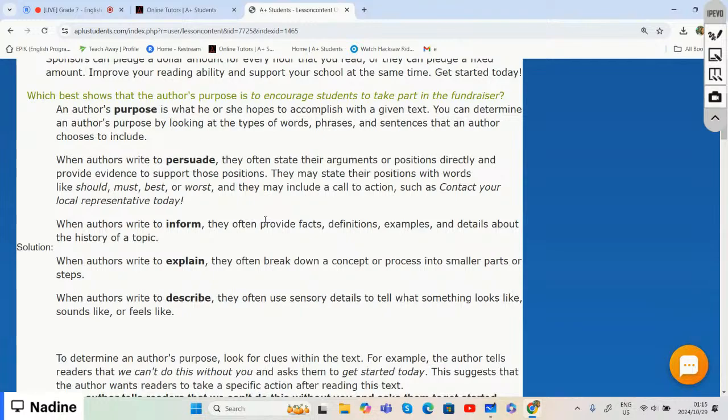And when authors write to persuade, remember, they are persuading you to read some more or to do something. Then they often state their arguments or positions directly and provide evidence to support those positions. And they may state their positions with words like should, must, best, or worst.